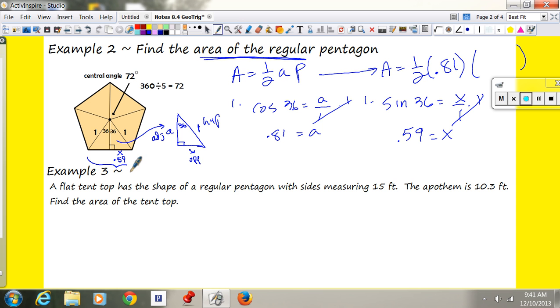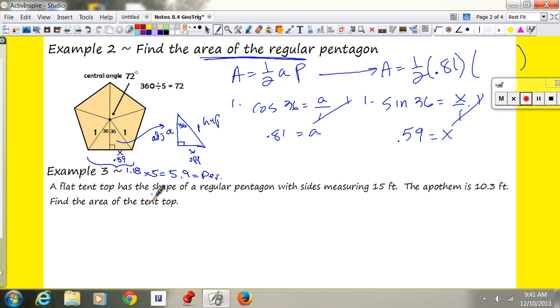But I need the whole bottom piece. So if I have 0.59 right here, how do I get the entire bottom piece? Double it. You're going to get 1.18. So this bottom piece is 1.18. And if I want the perimeter, I multiply it by 5, which gives me 5.9 for my perimeter.